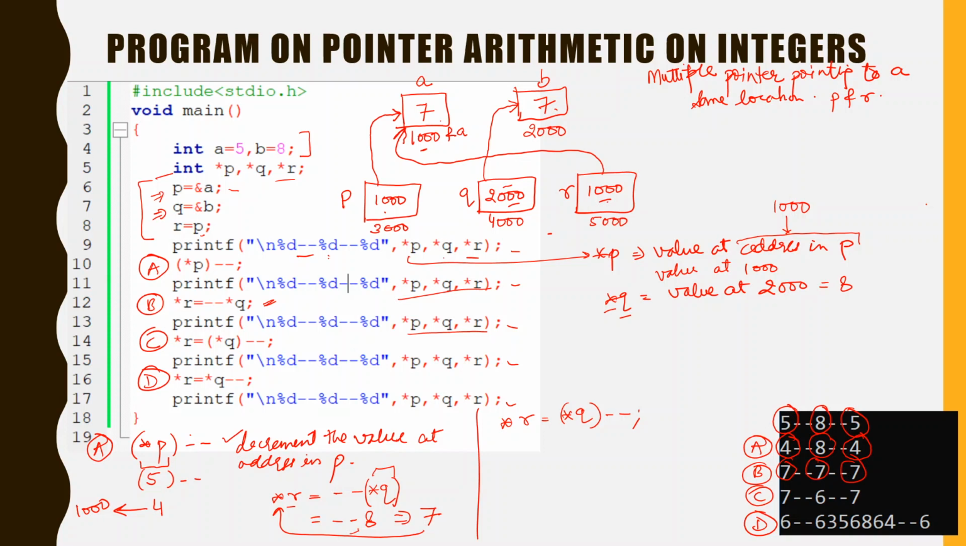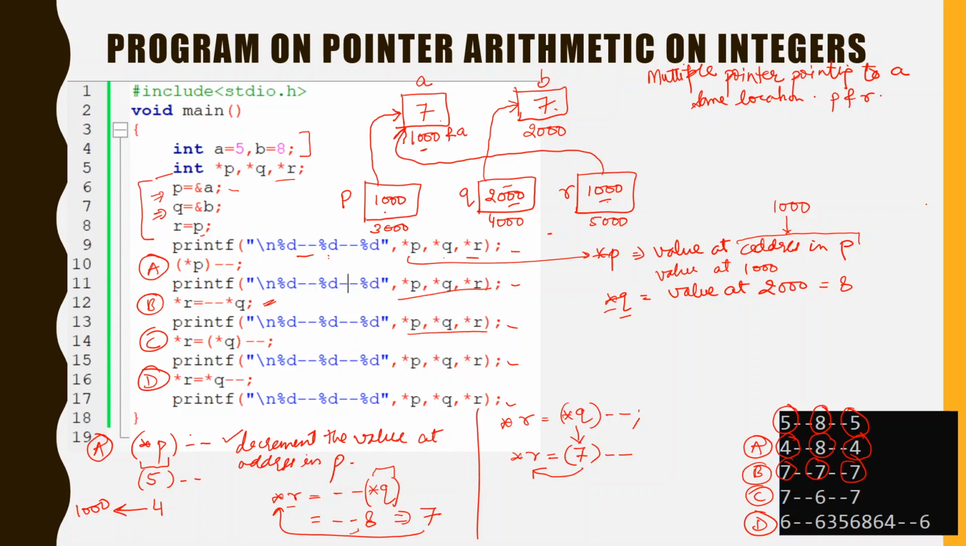Okay, why? Because when the post increment operator is there, the priority of the post increment operator is higher than the pointer variable. So if you want to first decrement the value, solving this would be: pointer q is the value at address in q, which is 7, and 7 would be applied over the value at address in r, which would make no change because it is already 7, and this itself will get reduced by 1.